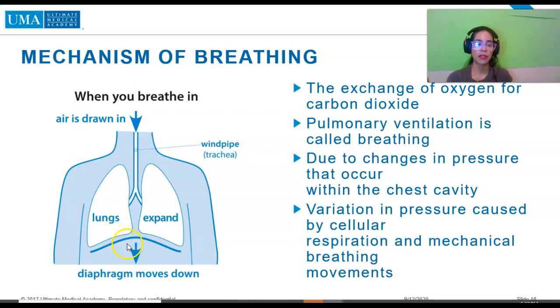As your lungs expand, the diaphragm moves down. As the diaphragm is pulling, it's essentially pulling your lungs down, and this helps to increase the surface area. That's what allows the air to rush in as you are breathing in, which also allows the lungs to expand, with the diaphragm pulling the lungs down.